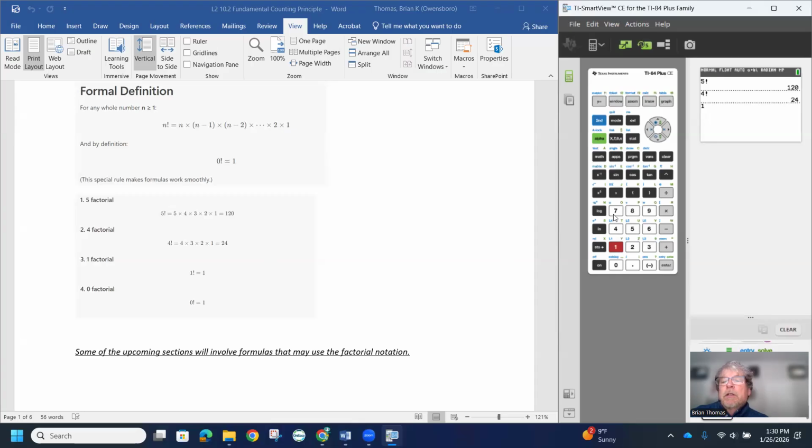If I type in 1, math, go to probability, number 4, it should give me 1. And if I type in 0, math, go to probability, choose number 4. Notice how it does give me 0 factorial, and it should give me 1. So the calculator is designed to do that. That's a little bit of an introduction into the factorial, and in a lot of upcoming sections, this factorial is part of the formula.